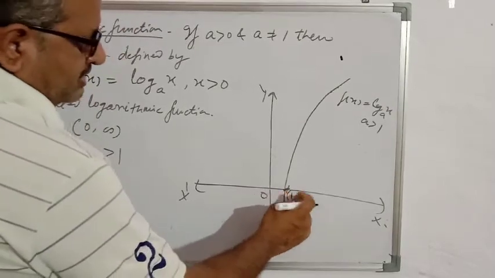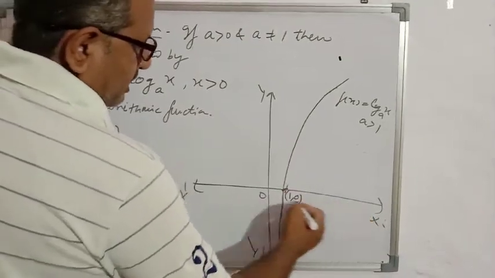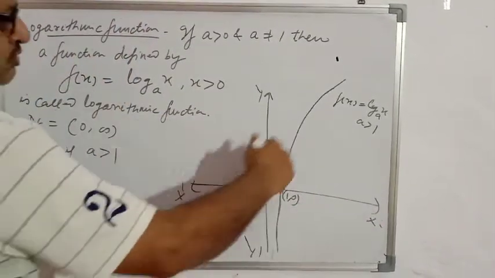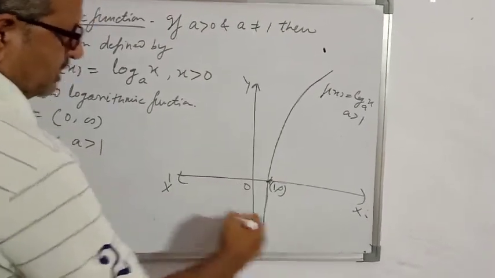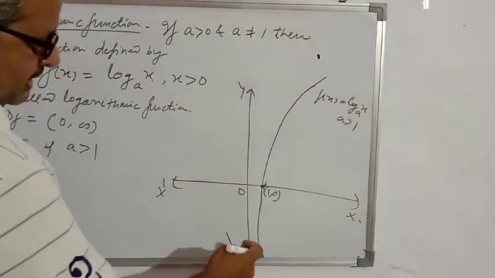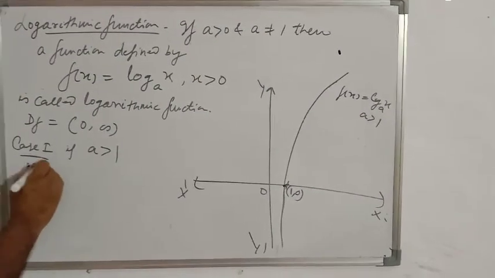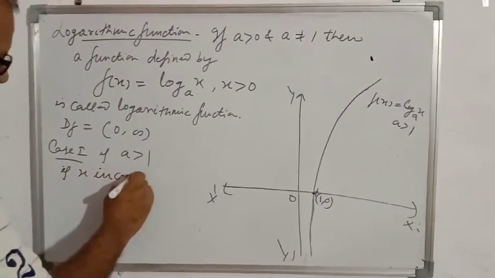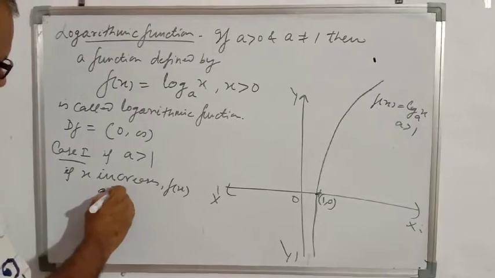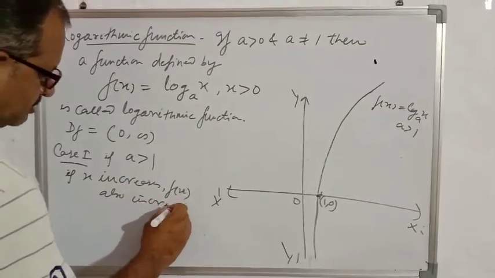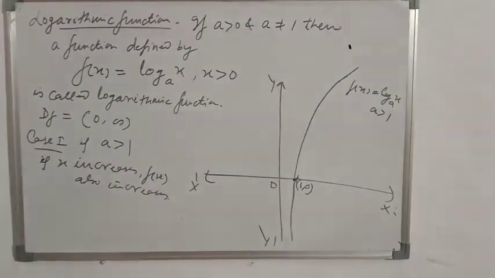When the value of x increases from 1, f(x) also increases. If x decreases from 1, f(x) also decreases. On the whole, we can say that if x increases, f(x) also increases. So this is the graph of the first case, when a is greater than 1.